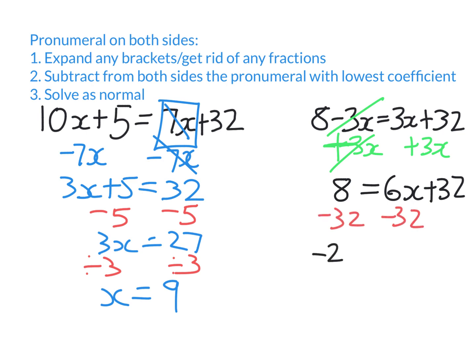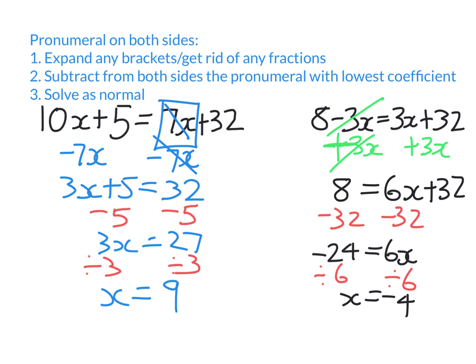So we get negative 24 equals 6x. Then we're going to undo timesing by 6 by dividing by 6. What you do to one side, you must do to the other. The answer I get is x equals negative 4. Once again, you should substitute into your original equation and check if it's correct.